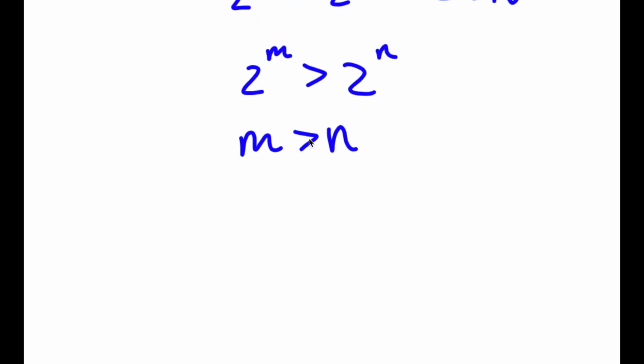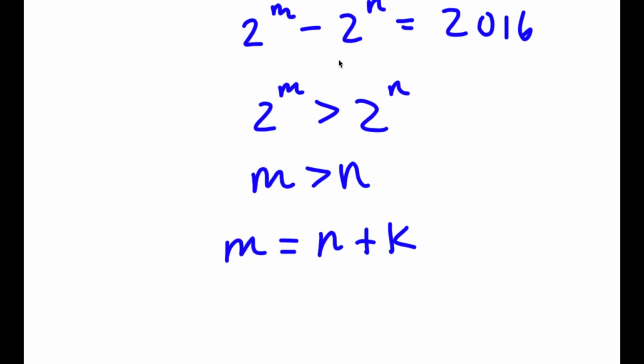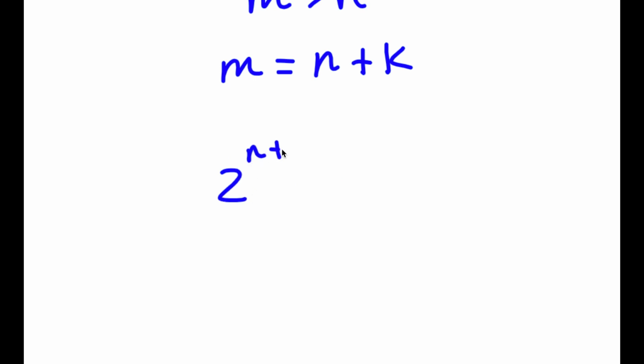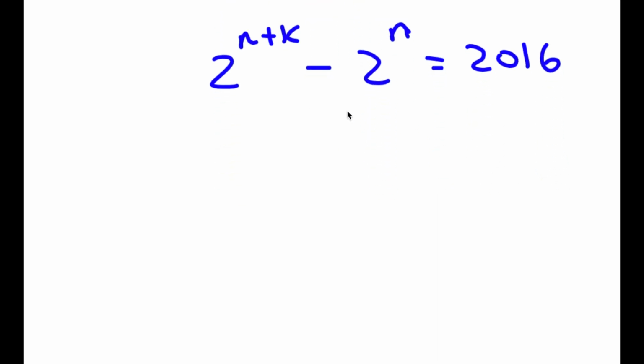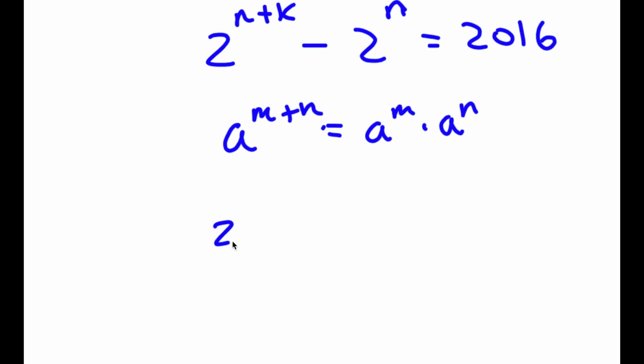So now that I know that m is greater than n, this must mean that m is equal to n plus some number k. So k is just a constant, some number. So now I'm going to replace m with n plus k. So now I have 2 to the power of n plus k minus 2 to the power of n is equal to 2016. Now, if I have something in the form a to the power of m plus n, this is equal to a to the power of m times a to the power of n. So 2 to the power of n plus k, that's going to equal 2 to the power of n times 2 to the power of k.